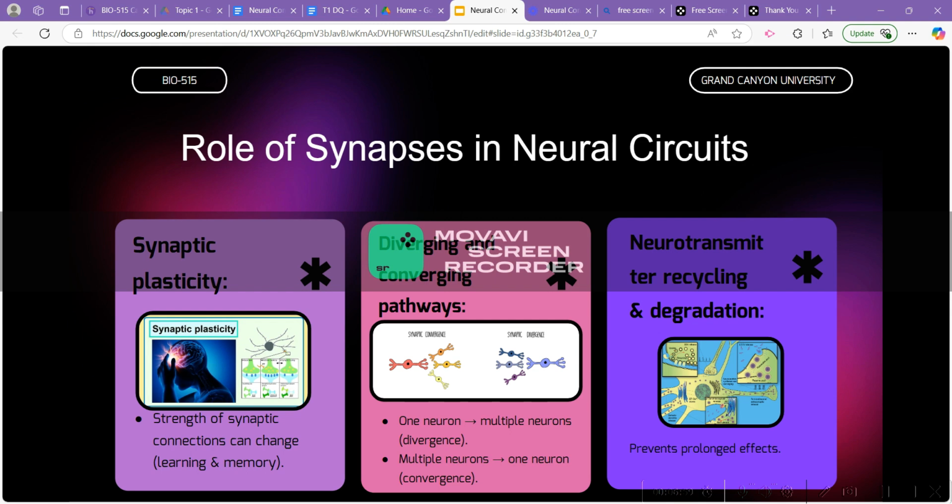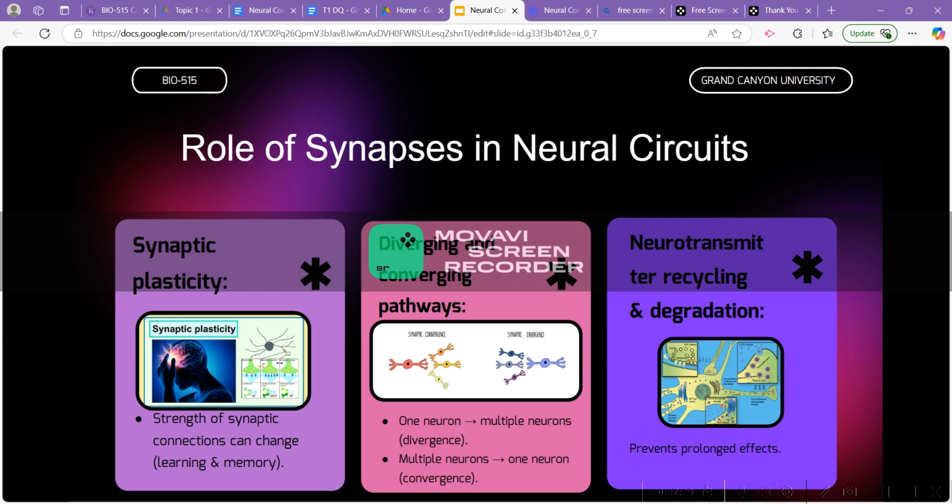In addition to plasticity, neural communication is influenced by diverging and converging pathways. In divergence, a single neuron sends signals to multiple neurons, allowing for widespread communication and coordinated responses, such as in motor control. In convergence, multiple neurons send signals to a single neuron, enabling the integration of information from different sources, as seen in sensory processing.